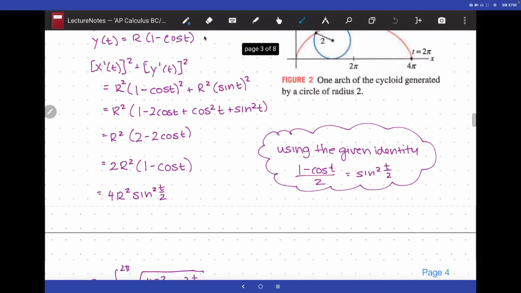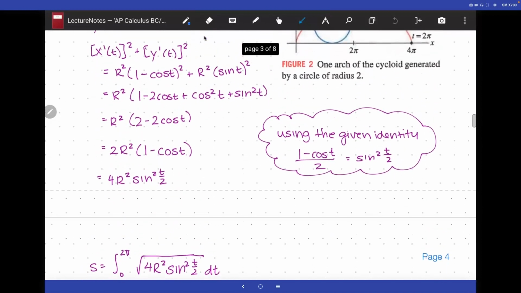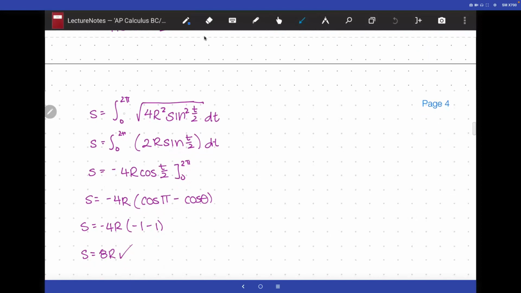Okay, so then we can plug into the formula, and because it takes one rotation of the circle to make one arch, that's how I knew to make my limits 0 to 2 pi. Then it's just evaluating this, and hey, look at that, it works out to 8r. What? I guess they were right.